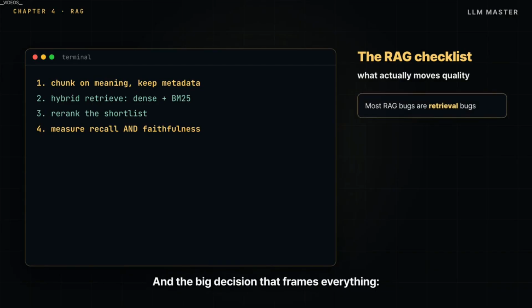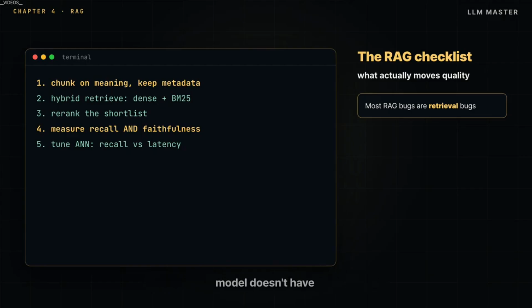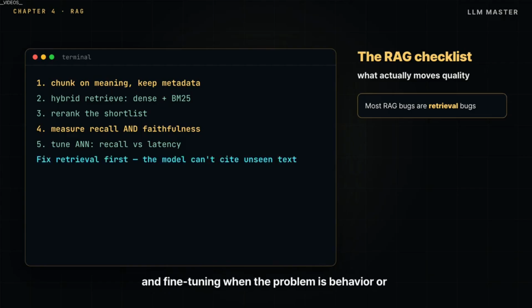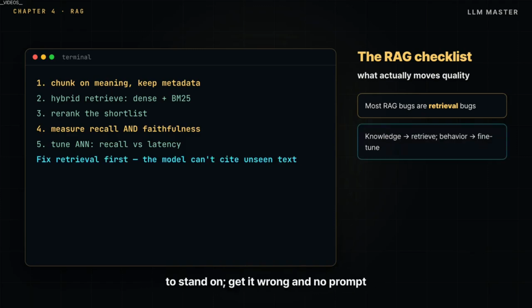And the big decision that frames everything: RAG versus fine-tuning is not a rivalry. Use retrieval when the problem is knowledge the model doesn't have, and fine-tuning when the problem is behavior or format it won't follow. Nail retrieval, and the model has something true to stand on. Get it wrong, and no prompt, no bigger model, and no clever re-ranker can save you. The model can only cite what you actually put in front of it.